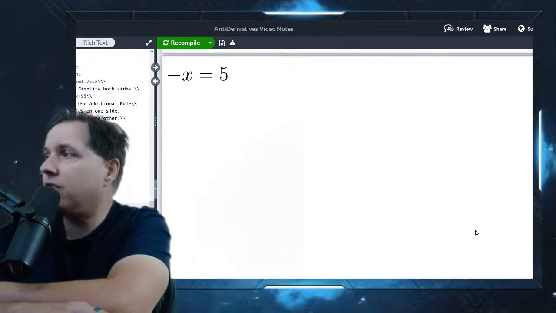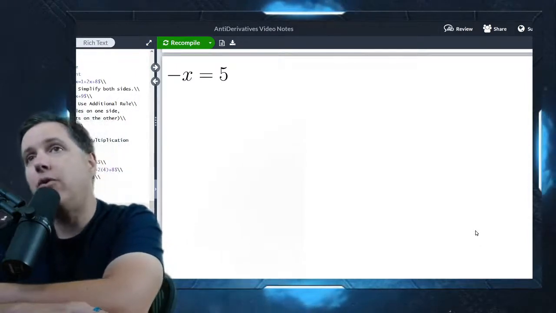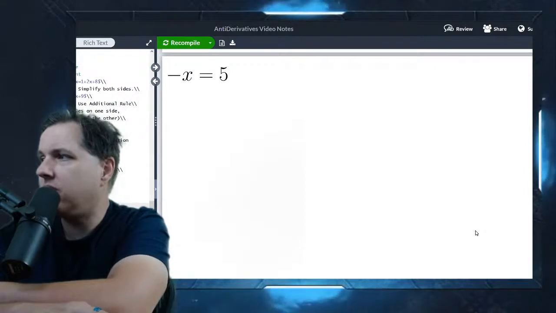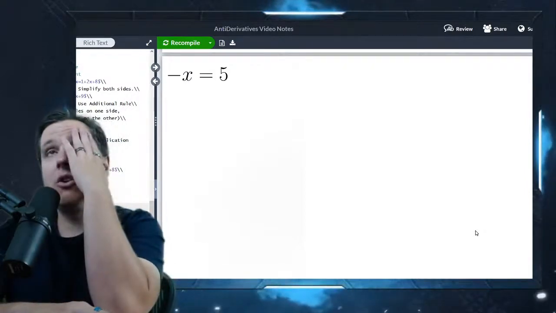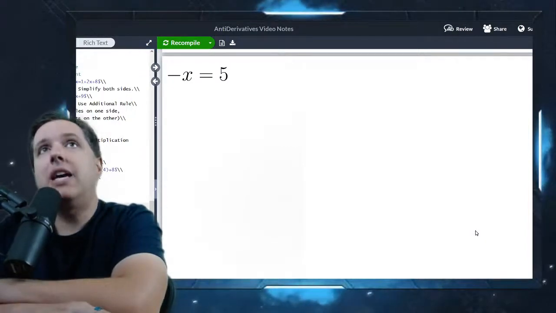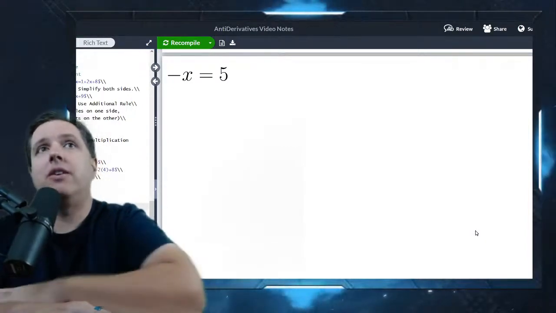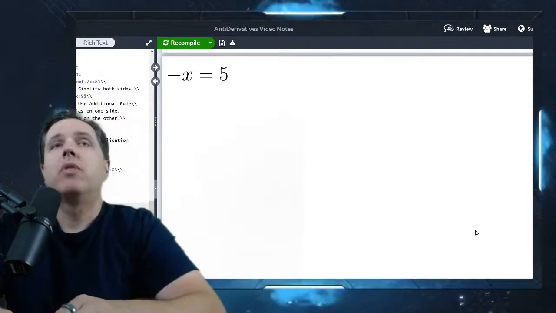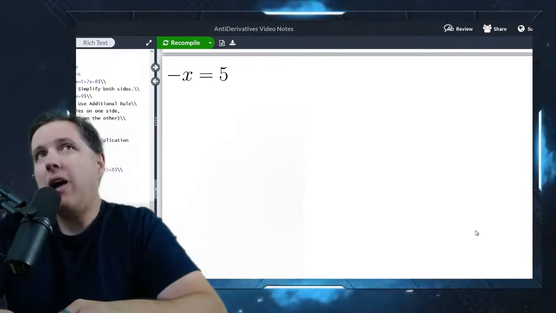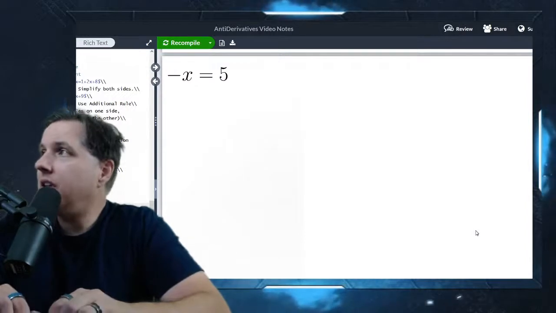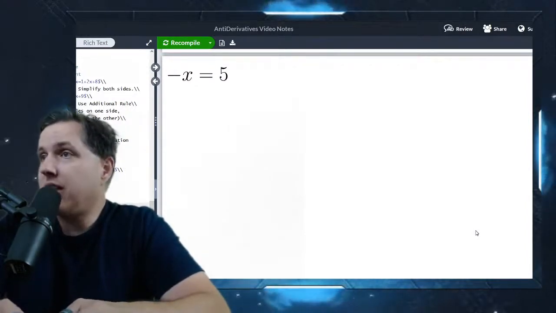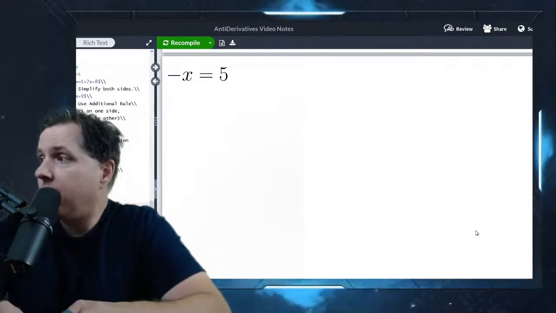That's because you didn't really solve for x, right? What did you solve for? You solved for negative x. And so with negative x equals 5, we need to get x by itself. So how would I turn that negative x into a positive x? Well, the answer is you can multiply both sides of the equation by negative 1.